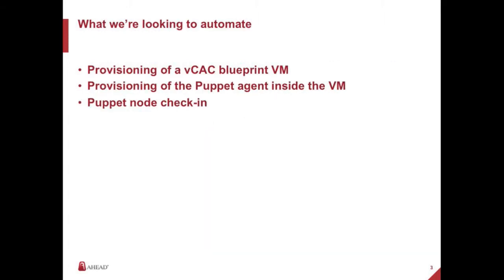So first of all, let's talk about what we're looking to automate. What we'd like to do is provision a blueprint out of vCAC. We'd like to provision the Puppet agent into that blueprint-provisioned VM. And then we'd like to do that initial Puppet node check-in, which will eventually get that node registered with Puppet, so we can start doing the things that we would normally do with any sort of Puppet registered VM.